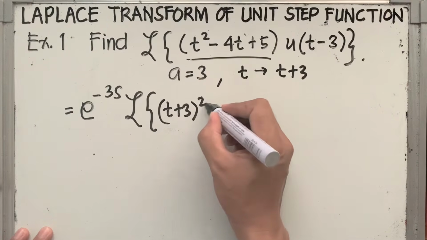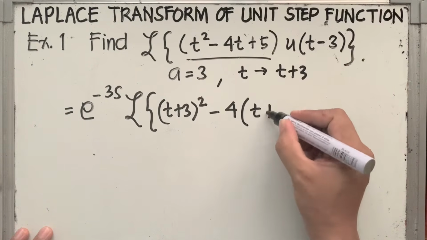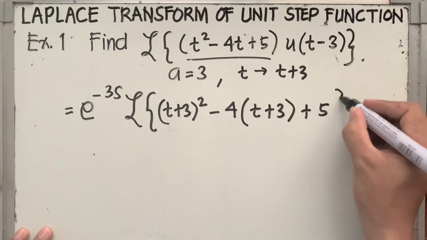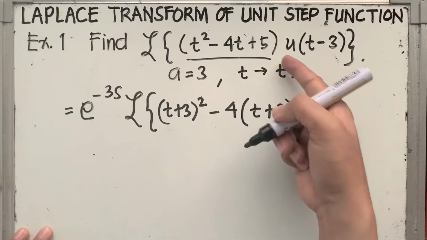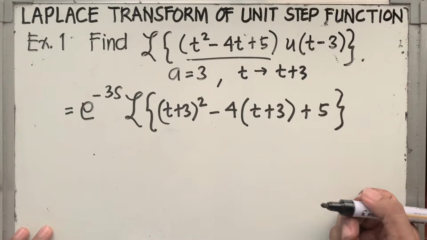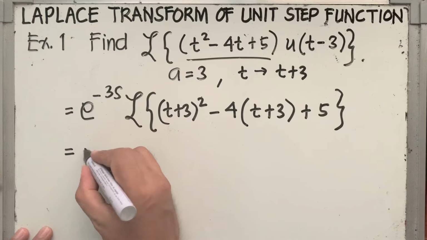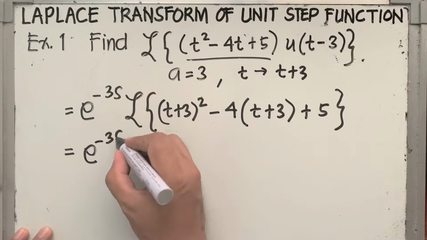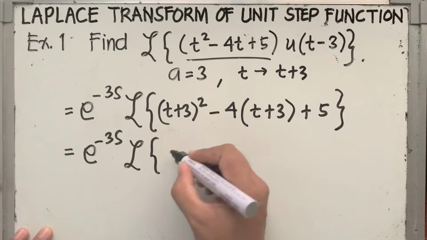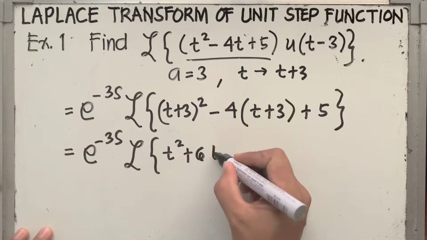So t plus 3 raised to 2 minus 4 times t plus 3 plus 5. Copy mo lang yung constant. Okay, so yan na yung result natin. So wala na yung u of t minus 3 dyan kasi yung result nga na e raised to negative 3s, yun na yung kalalabasan niya. Now, since e raised to negative 3s is f of s na siya, so hindi na siya kasama dun sa pagkuha ng Laplace. Now, kukunin mo na yung Laplace dun sa loob ng symbol natin.